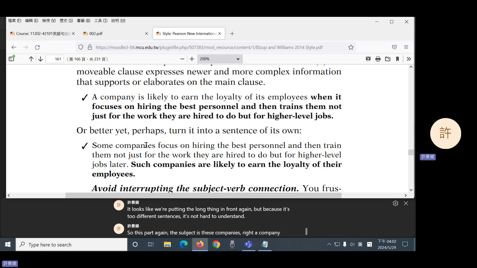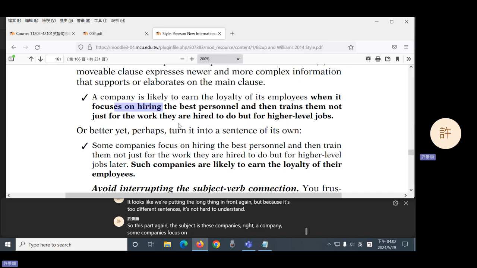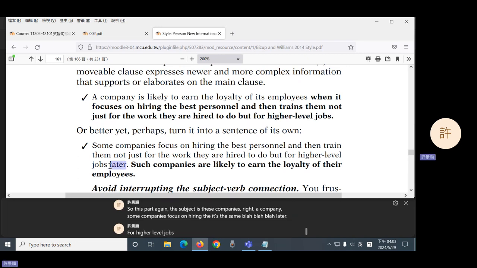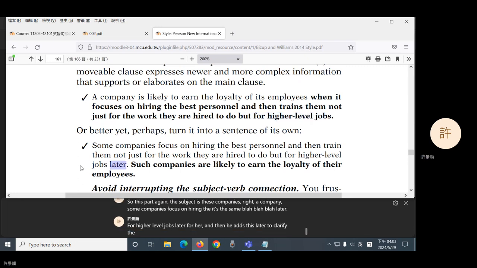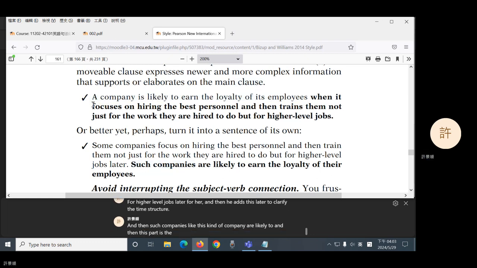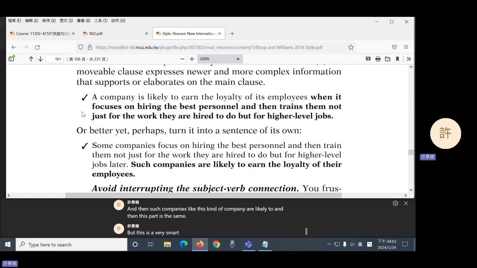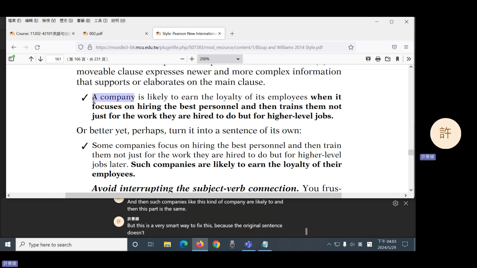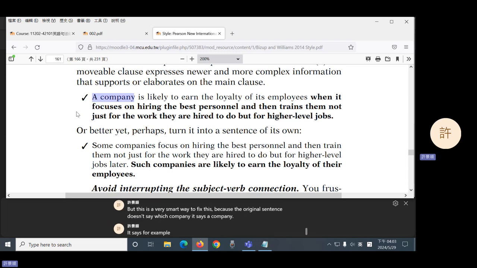A company. Some companies focus on hiring the, it's the same, blah, blah, blah, later. For higher level jobs later. And then he adds this "later" to clarify the time structure. And then such companies, like this kind of company, are likely to, and then this part is the same. This is a very smart way to fix this because the original sentence doesn't say which company. It says a company. It says, for example, take a company. It's not about a specific company.